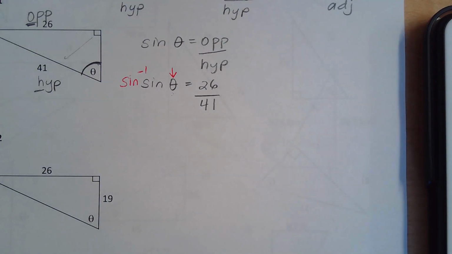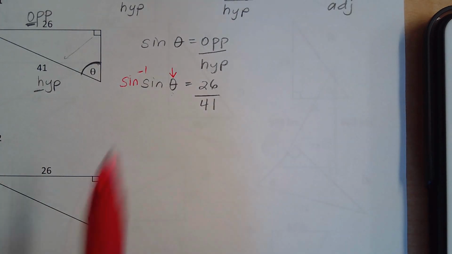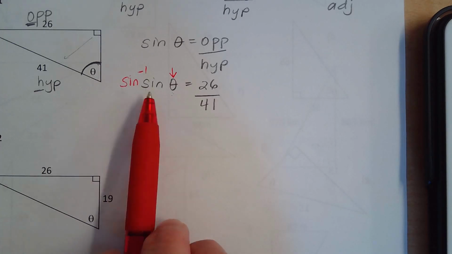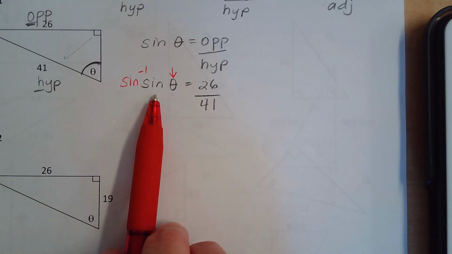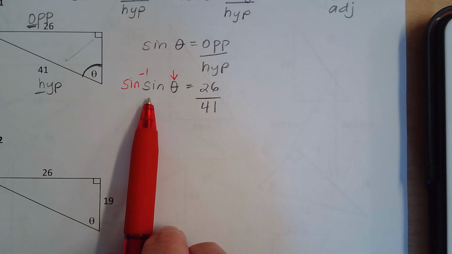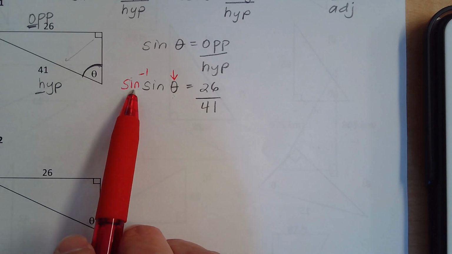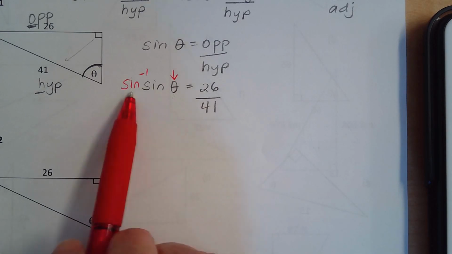Just like adding, the opposite operation of adding is what? Subtracting. Just like multiplying, what's the opposite operation of multiplying? Dividing. The sine function, not an operation, the sine function has an opposite as well, or inverse. That would be the sine inverse. So if I take the sine inverse, they cancel each other out.